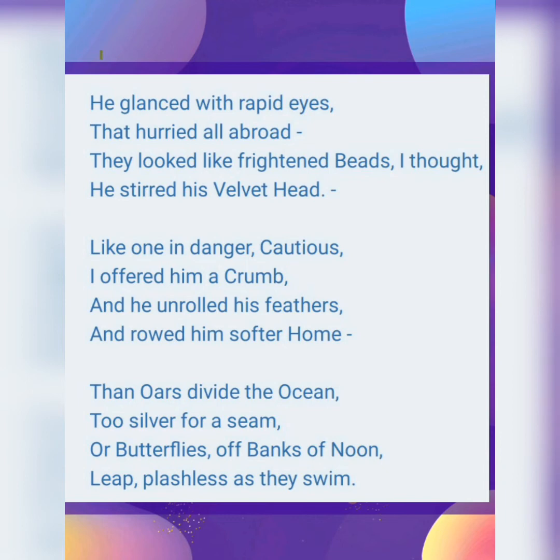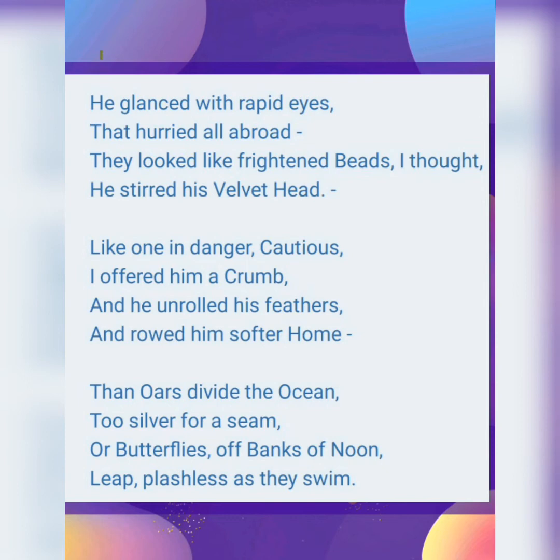The poet thinks that the bird feels dangerous and cautious, so the poet offers a crumb. Crumb means a little bit of food, and he unrolled his feathers and rode him softer home. Then the bird, on seeing the poet, unrolled his feathers. He spread his feathers and rode him softer home.